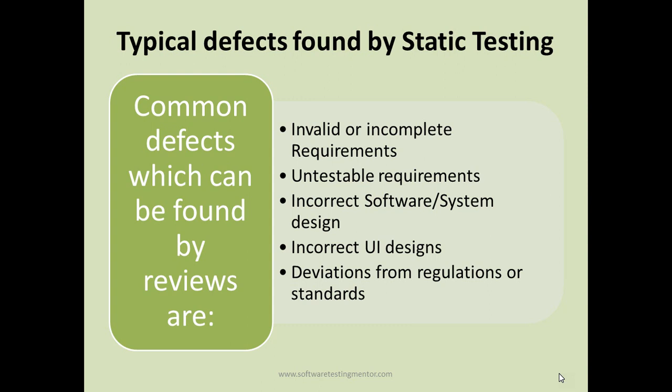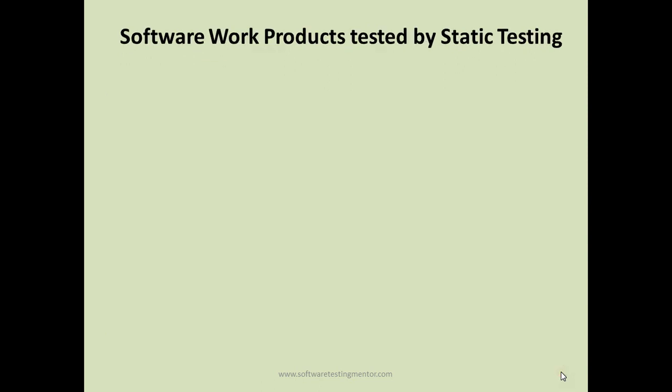Whenever you are doing software development, there are many standards and regulations that need to be followed nowadays. For example, accessibility. If you are developing an application, the accessibility standard has to be met. Or if it is an application for a government organization, it has to follow some regulation or standard. These kinds of deviations can also be found by reviews or by static testing. Now, software work products tested by static testing. What kind of software work products can you test by static testing?